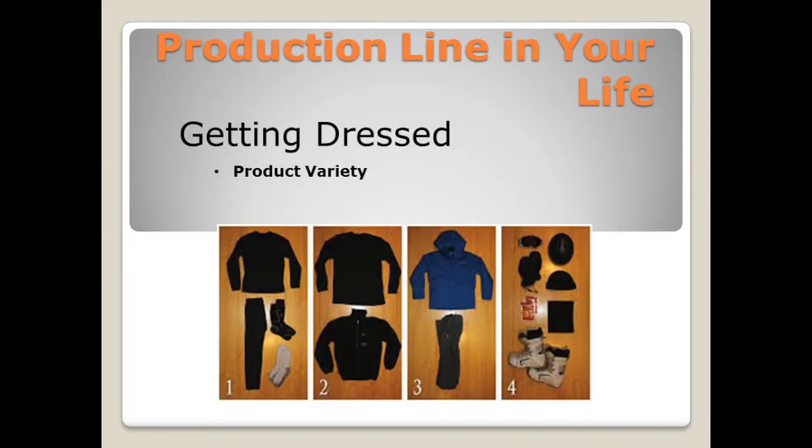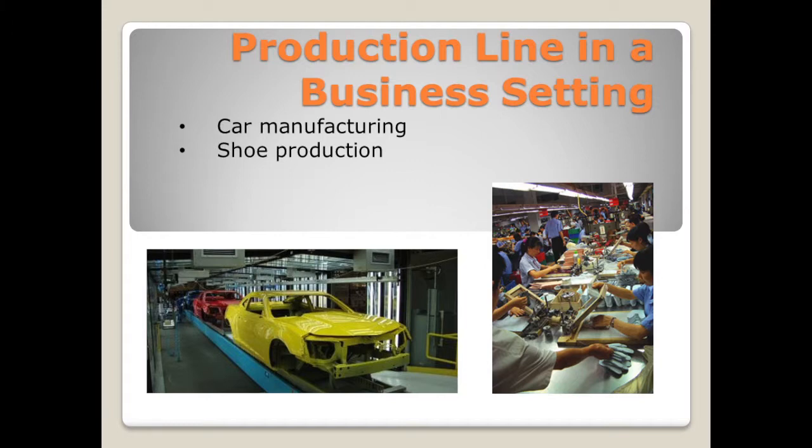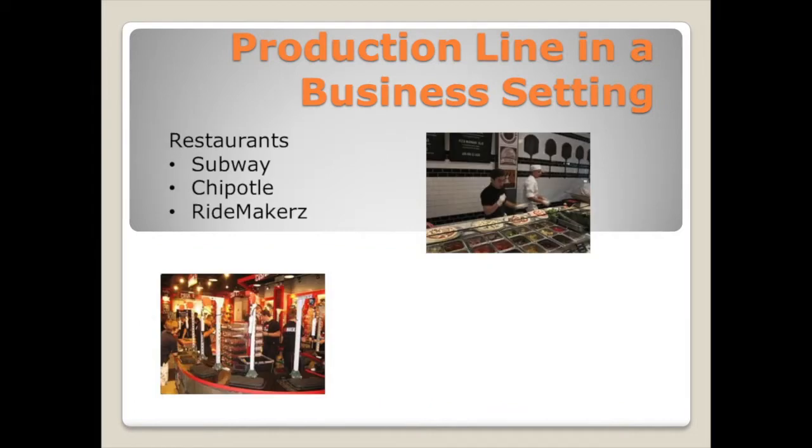Another everyday life example is how we dress. We follow the same process to get dressed, but we have limited selection of clothing such as different shirts, pants, shoes. This is an example of product variety in a production line. The most common example of a production line in a business setting is a car manufacturing. Each worker assembles one part of the car until the car is completely finished. Even the shoes you are wearing now were produced using a production line. Even restaurants such as Subway and Chipotle incorporate the production line process to create a meal.